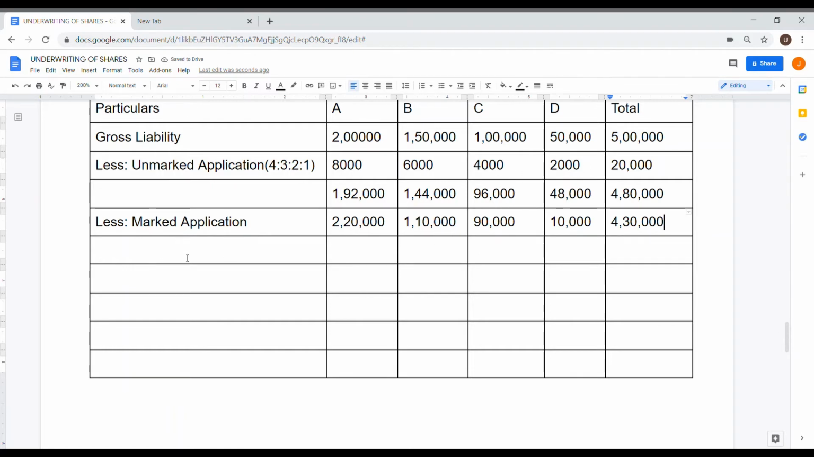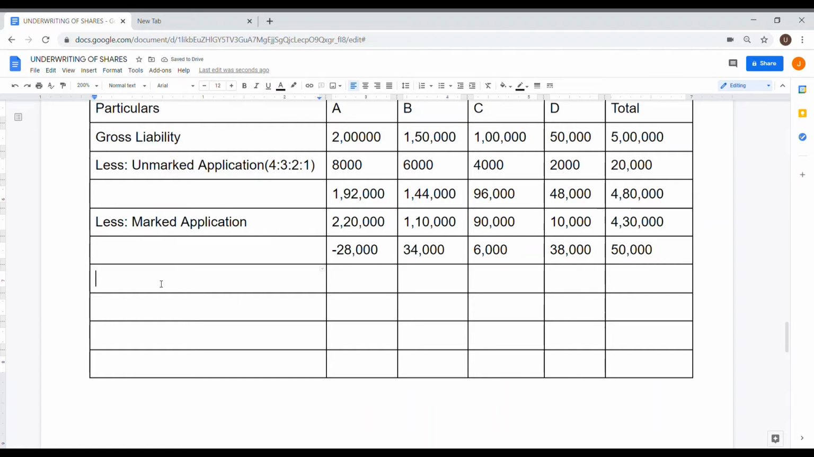Now what is the total we get here? So 1,90,000 minus 2,20,000, it is minus 28,000. Here it is 34,000, and here it is 6,000. Here it is 38,000. So our total is 50,000.